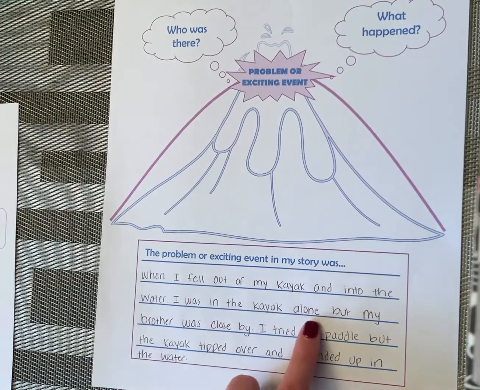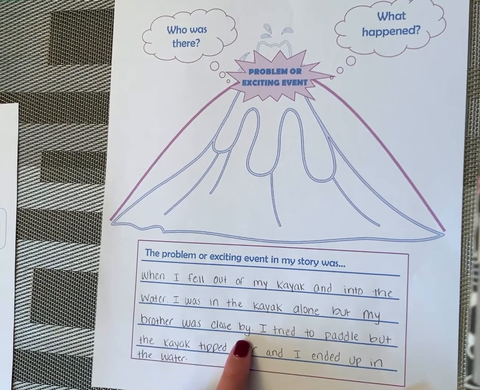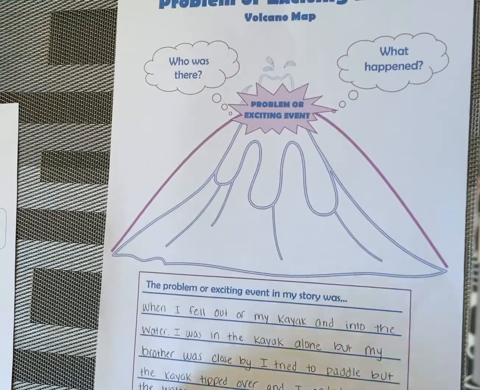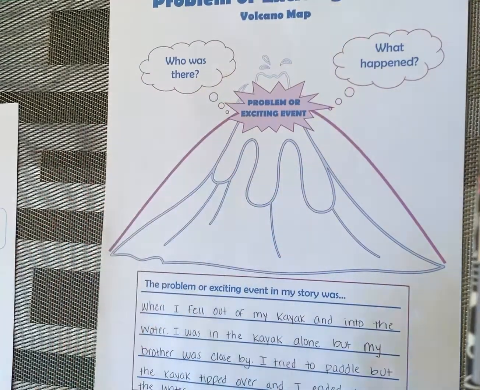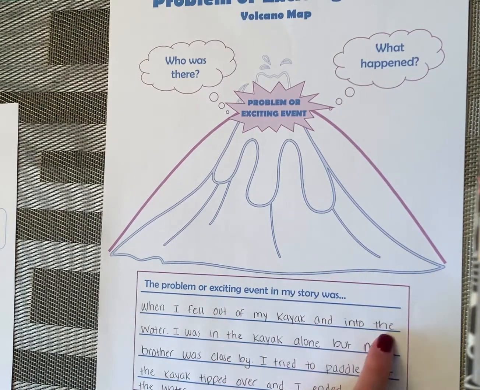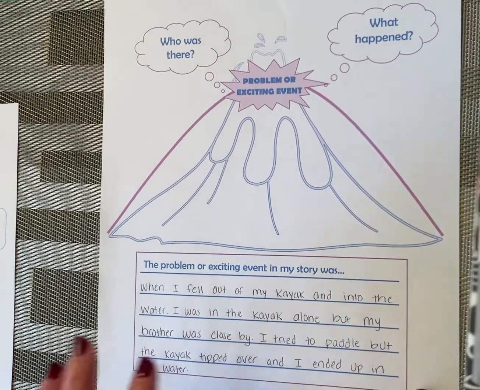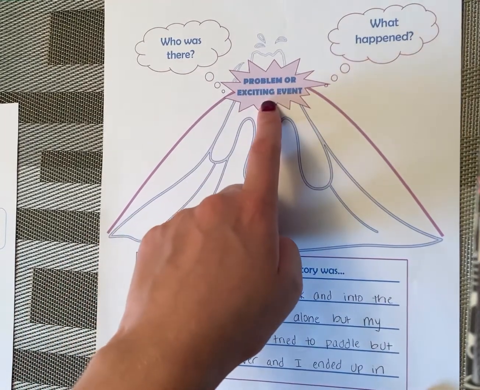I was in the kayak alone, but my brother was close by. I tried to paddle, but the kayak tipped over and I ended up in the water. So I answered the question, who was there? I told about my brother. What happened? I told my audience that I fell out of my kayak and into the water. Notice, friends, when you're writing about your problem or exciting event, you're just telling what happened.